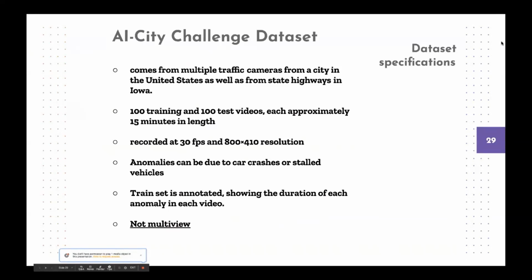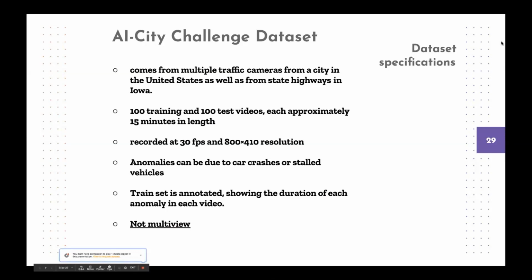The advantage of this dataset compared to the original dataset that we were using at the start is that it takes into consideration the temporal aspect of time, because each video is basically in the same area and the same place, which is different to the previous dataset where each frame came from different locations, different resolutions, different backgrounds, everything. So this dataset is an improvement in this aspect. Each video is annotated showing the duration of the anomaly to make it easier.